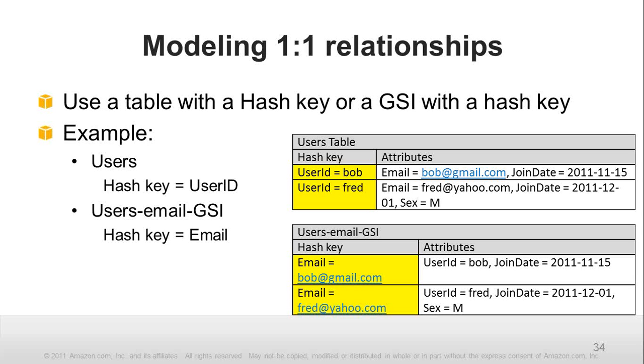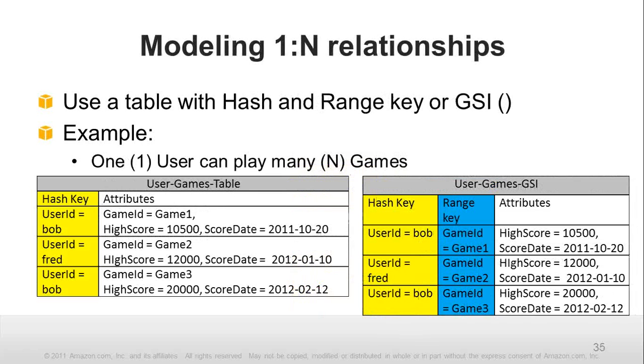In this case, I've constructed a global secondary index with the hash key as email. So in which case, let's say I want to find all the data pertaining to Bob, and I know Bob's email is bob@gmail.com. Then I could look that up using the global secondary index. So this would be one way of modeling a one-to-one relationship using the global secondary index.